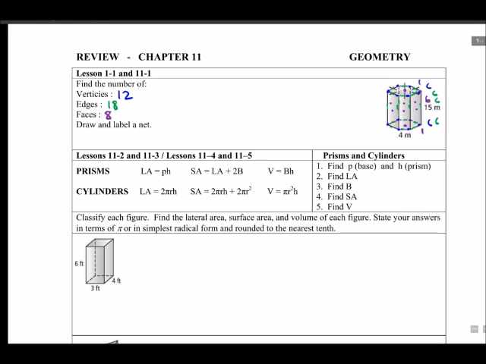We are asked to draw and label a net. So now there's many ways to do this. One of the easiest is to just unroll the middle. We've got a bunch of rectangles there. So I'm going to unroll the middle. 1, 2, 3, 4, 5, 6 rectangles in the middle.